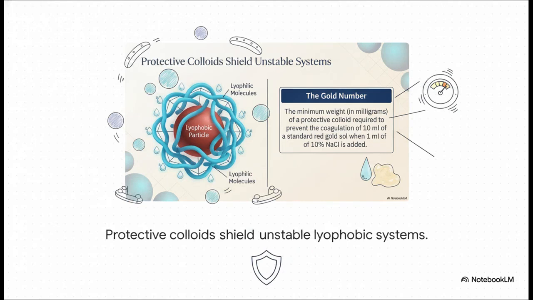On a flip side, we don't always want to destroy colloids, right? Often we want to save them. We can shield unstable particles by wrapping them in long solvent-loving molecules. It creates this physical bumper car effect.